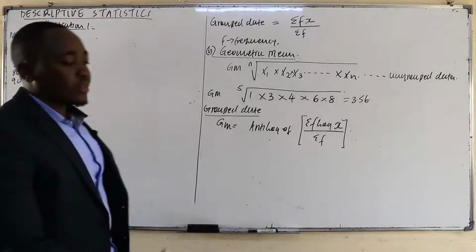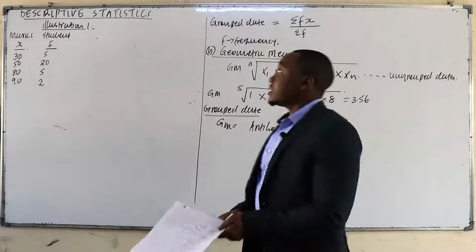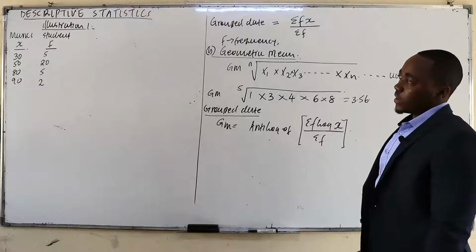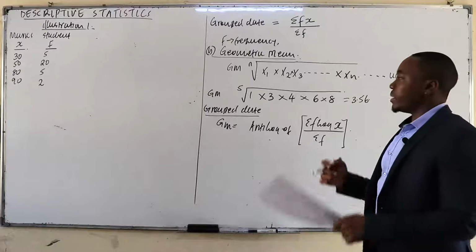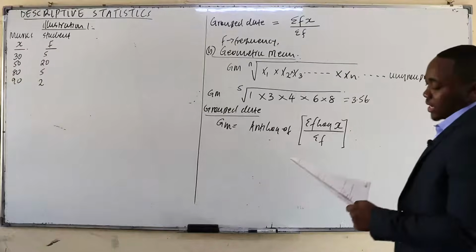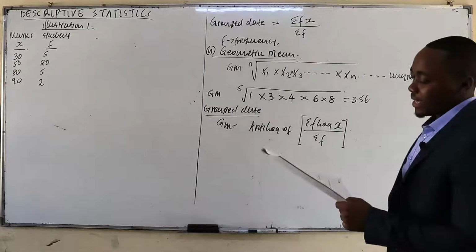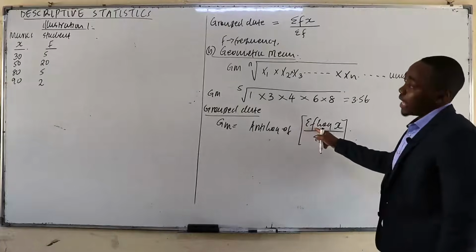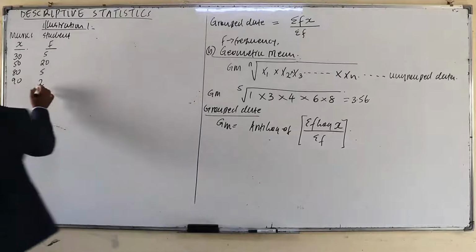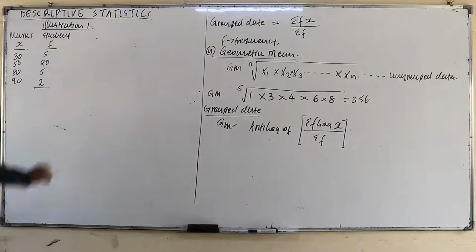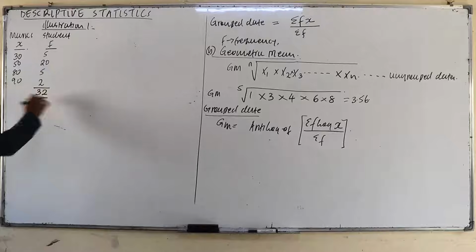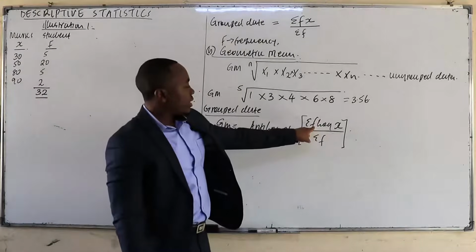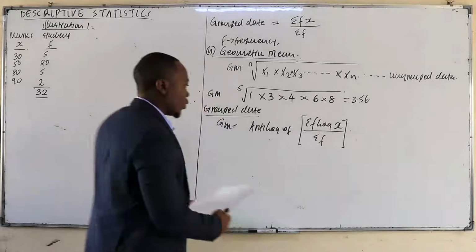Now, number 1, when determining anything under descriptive statistics, first of all, read what is required. For example, in this case, the question is to compute the geometric mean. So how do you determine that? You need the summation of f. F is the frequency. So can you add the total frequency? That is 32. You also need f log x.